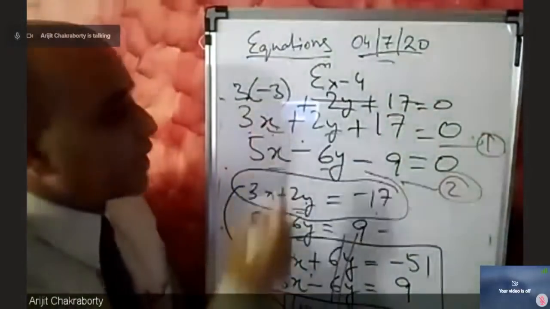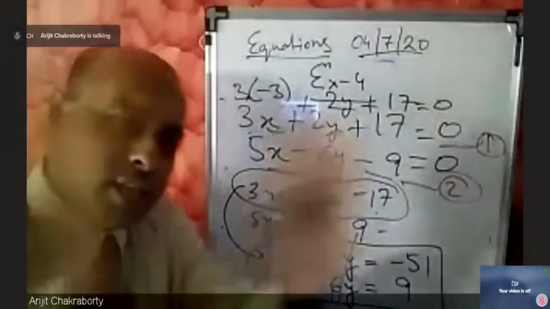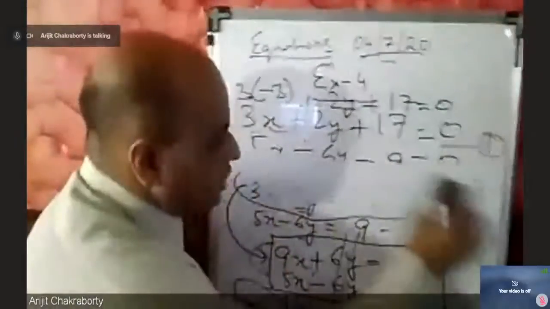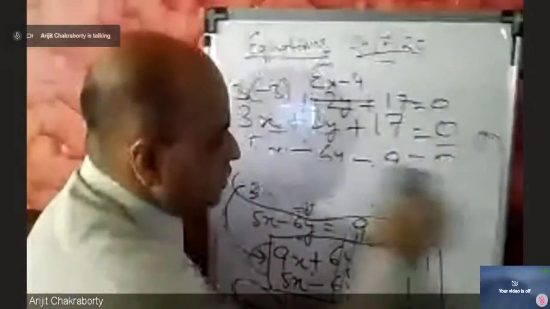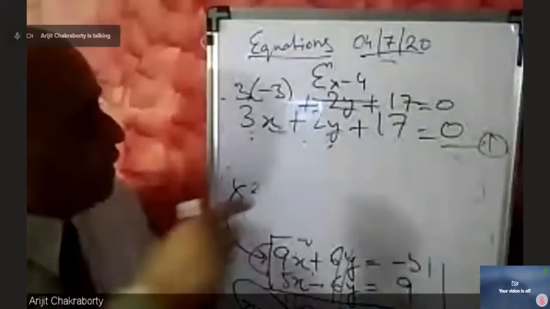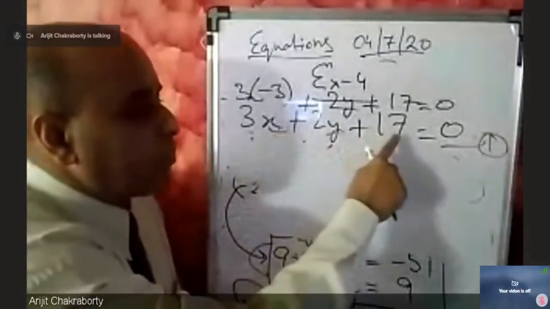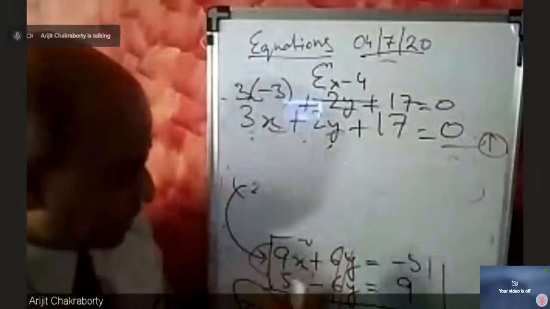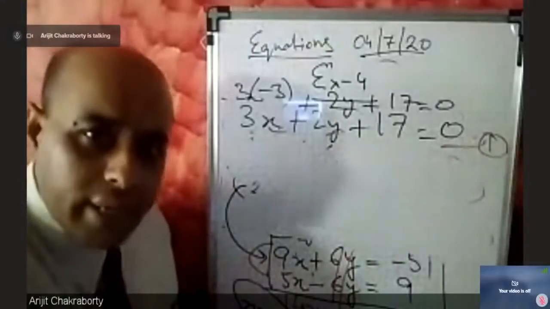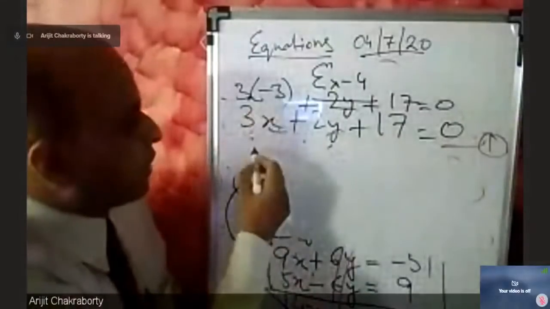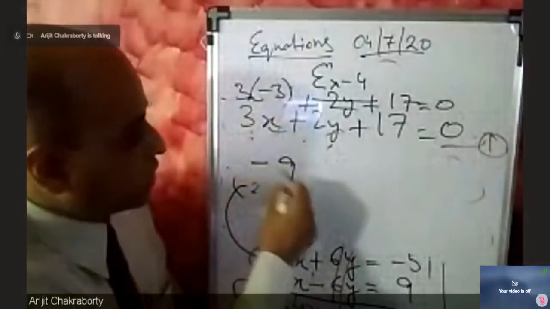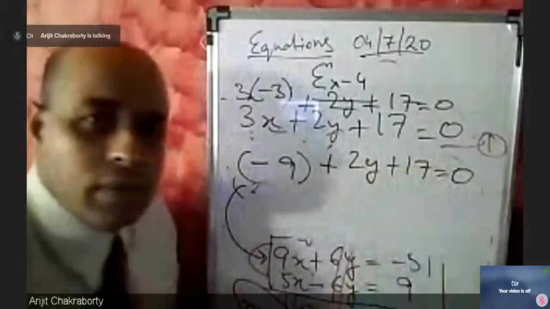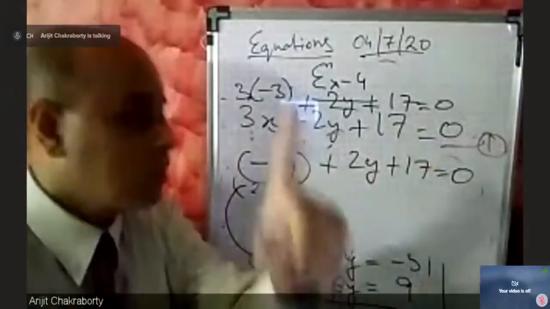3 into 3 is minus 9. So if you transpose, if you remove whatever was there, I'm just rubbing this part out so that it's easy for you to understand. So the equation was 3x plus 2y plus 17 equal to 0. I have put the value of x. Now x has come to minus 3. I am putting that value here. So I am getting 3 into minus 3, which is minus 9, plus 2y plus 17 is equal to 0. Now it is simple. One equation, one unknown.